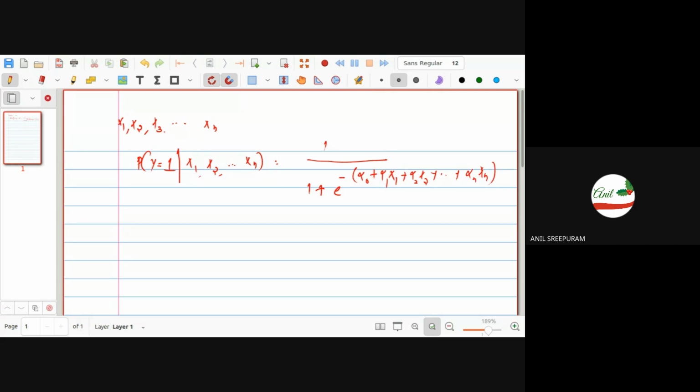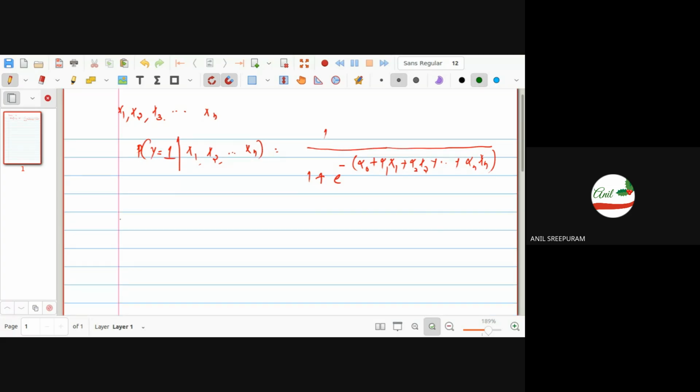Why such a complex expression? Actually, let us think about the situation where we want to predict this probability with a simple expression, like we have done in the case of linear regression. Assume this probability can be estimated by means of a linear combination of the inputs. Let us see what will happen.